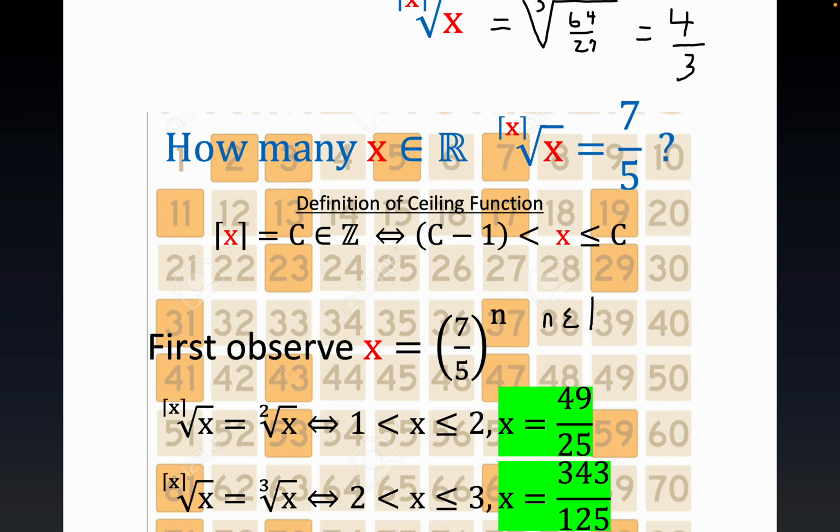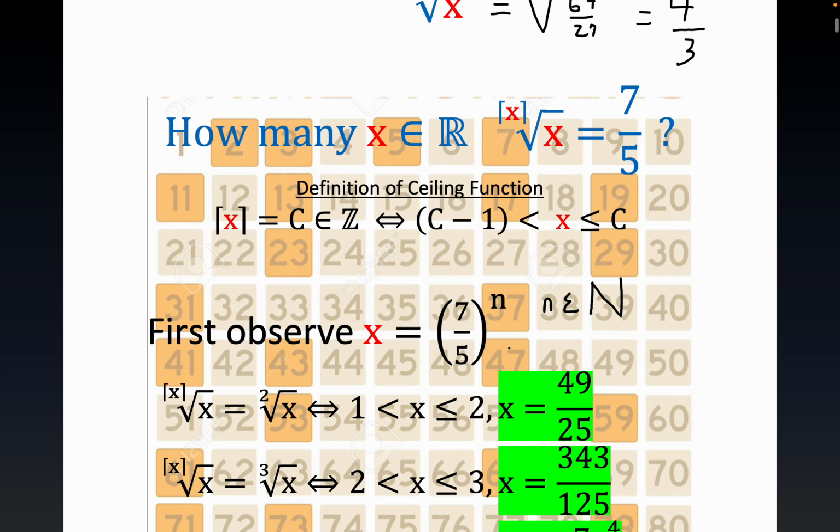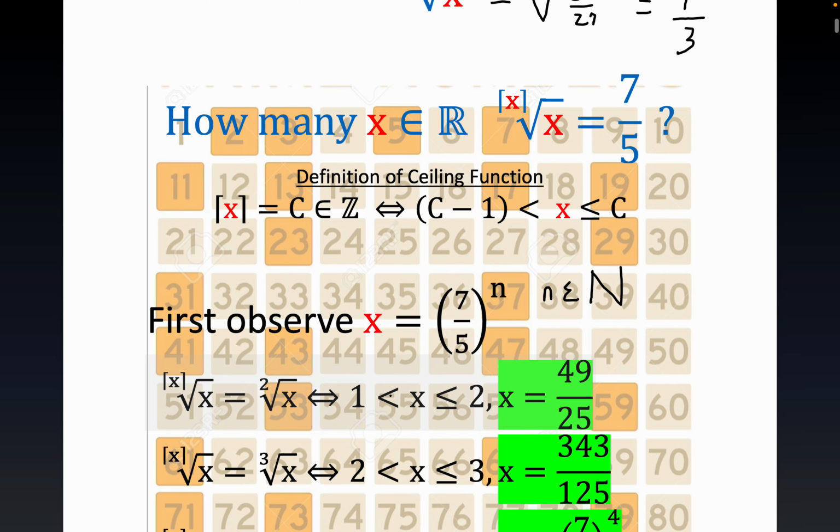I use n, capital N, to be the positive integers. Some people quarrel about that. Some people think 0 is included in that set. Others don't. I'm talking about the positive integers here. So we know the answer has to be in that form. And I'm going to omit the interval 0, 1 because if x is between 0 and 1, this just reduces to x, which is kind of trivial. And so 7/5 is not in the interval 0, 1. So I'm just going to skip straight to the interval 1 through 2.